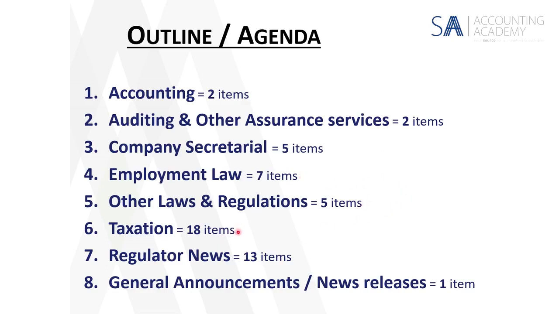Under tax, remember last month we had almost nothing. I think we had about 7. And I told you it was going to come in Feb, so we've got 18 items under taxation, 13 items under regulator news. The regulator news are normally from the professional bodies, with whatever very important information they've got. Under general announcements or news releases, I've just got one very important topic there.